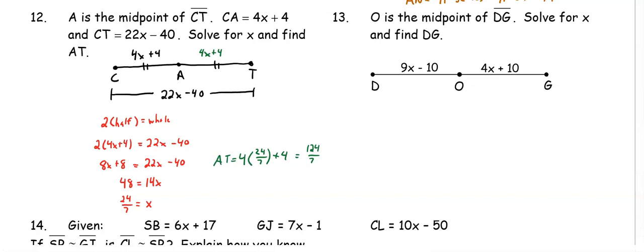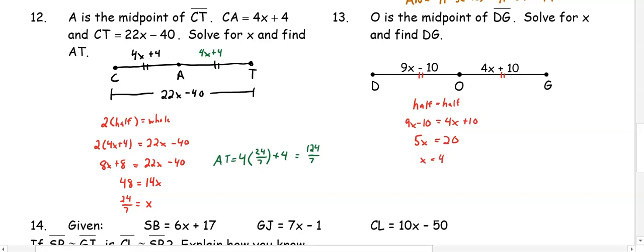In number 13, O is the midpoint of DG, which means that these two pieces are congruent. Solve for x, and then find DG. So this time, these two halves are congruent. So if we have a half is equal to a half, we can set them equal. So 9x minus 10 is equal to 4x plus 10. So we can subtract 4x from both sides, so we get 5x, and we can add 10 to both sides to equal 20. When we divide, we get x is 4.